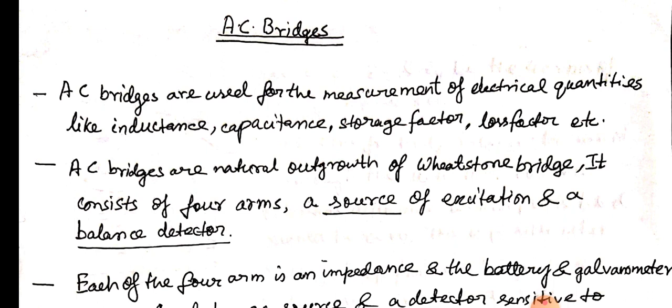In case of Wheatstone bridge, all the elements of the four bridge arms were resistances. In case of AC bridges, we will see that inductance and capacitance along with resistance will also be a factor. Now, AC bridges are the natural outgrowth of Wheatstone bridge as I told you, and it consists of four arms, a source of excitation and a balance detector.